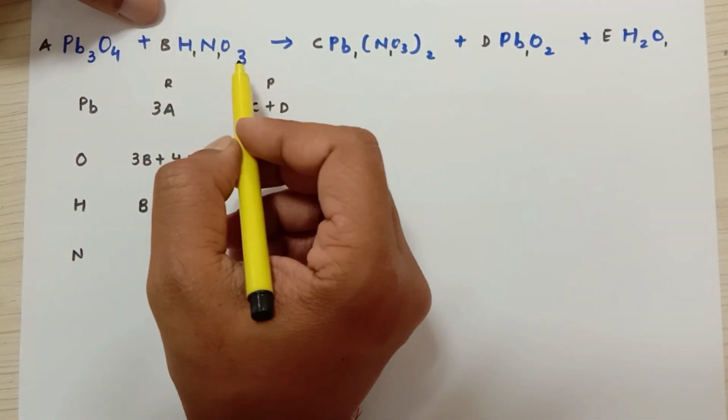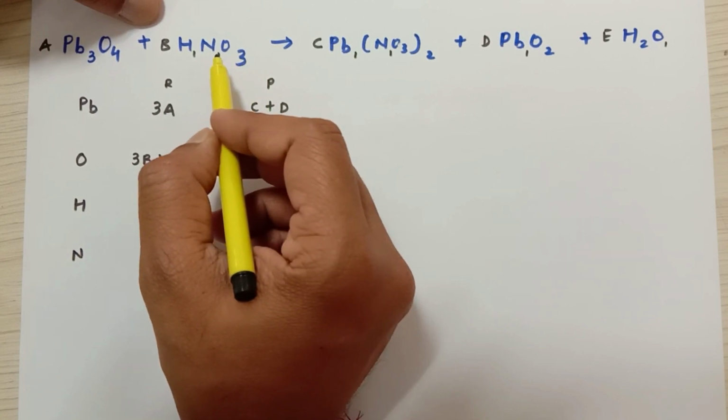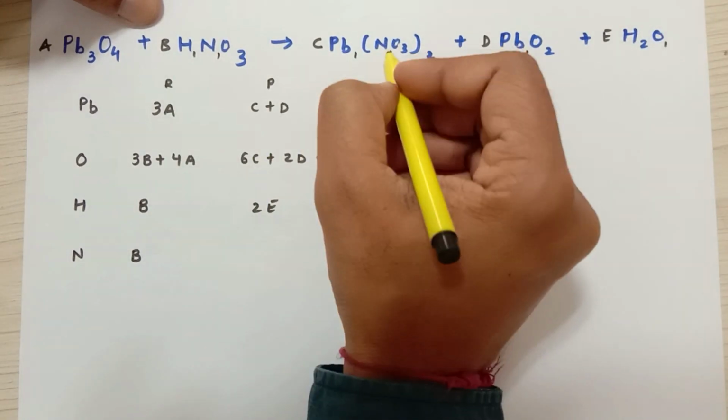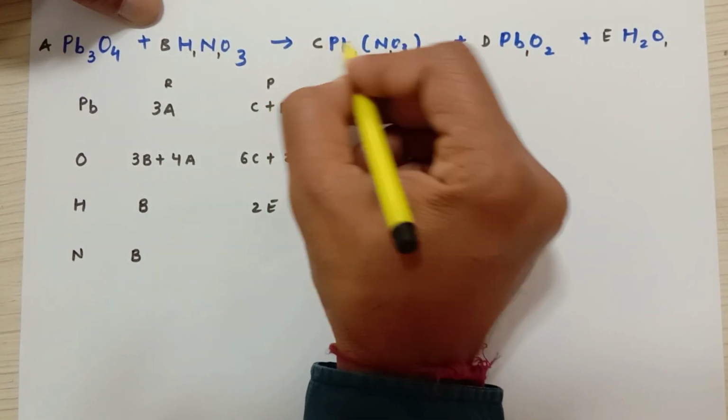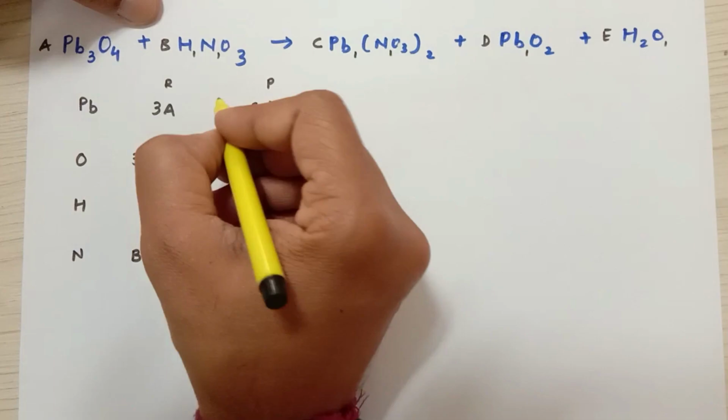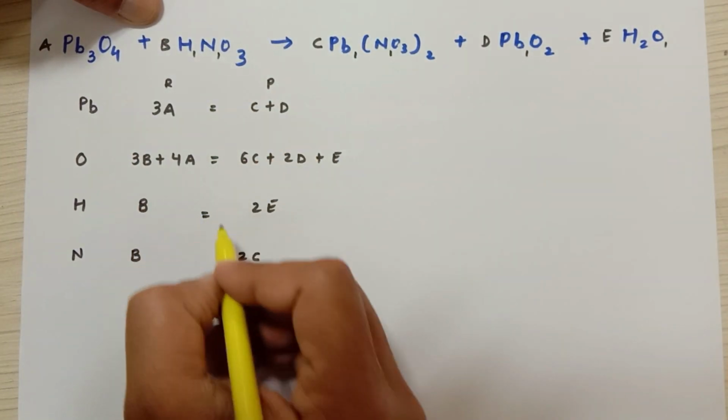Then I have nitrogen, so it is 1 into B, that is B. Over here nitrogen is 1 2s are 2, 2C. No nitrogen is over here. Correct. Let me put the equal to sign over here.